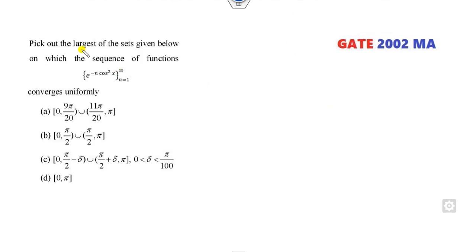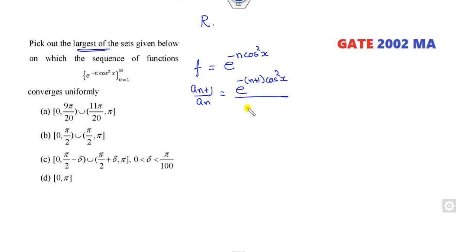Okay, look at this another one. Find the largest interval. Again, very simple. The largest interval you can simply say, fine, this is my f. You can find the radius of convergence of this. If I start with a(n+1) over a(n), what is that? This is (n plus 1) cos square x over e raised to the power n cos square x. So this will be e raised to the power cos square x, which is defined for all x except pi by 2.